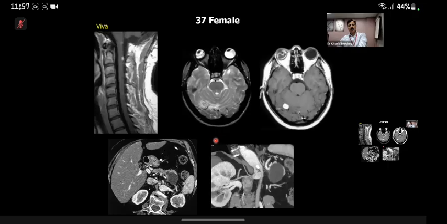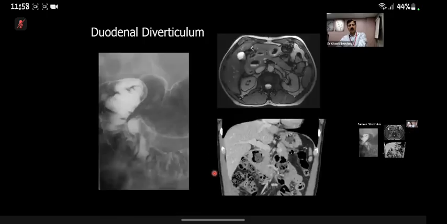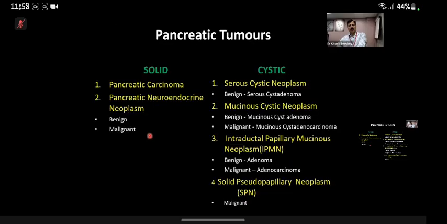Von Hippel-Lindau syndrome we will cover in our CNS module, where you can see hemangioblastoma of the cord, hemangioblastoma of the cerebellum, and a retinal vascular tumor of the right orbit, and with that, this cystic lesion in the pancreas. So von Hippel-Lindau is a very important case. It can come in a long case also. Duodenal diverticulum: the key thing is, don't confuse it with a cystic lesion.